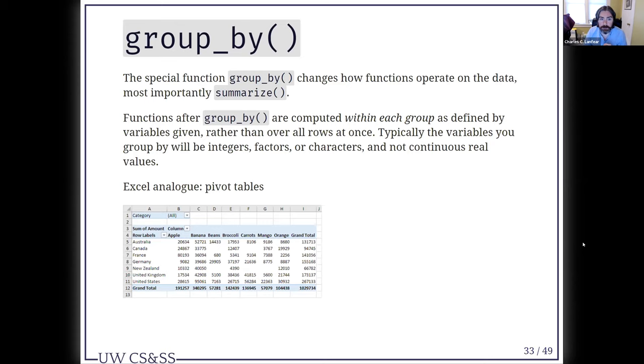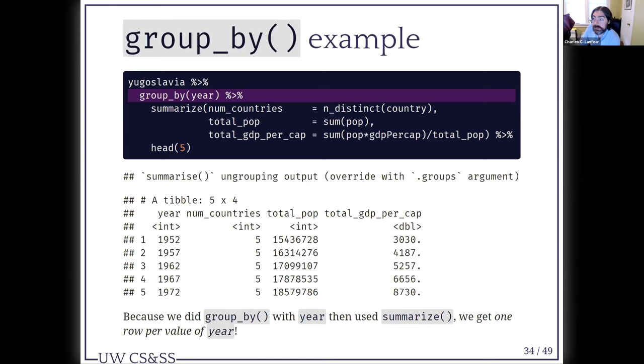I'll show you. So for example, maybe instead of filtering down to the year 1982 in Yugoslavia, I want to compute year by year summaries of the Yugoslavian data. I could say, take the Yugoslavia data and then group by year, and then summarize. I'm going to get the number of countries is equal to the distinct number of countries. It's going to be the same as doing N, but it shows you N distinct counts the number of unique observations. Total population is the sum of population. Total GDP per capita is the sum of population times GDP per capita divided by total population. Then this is what I get down here.